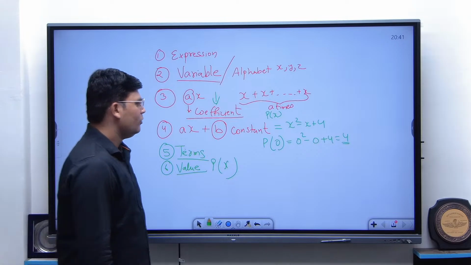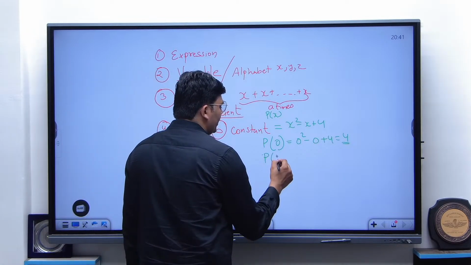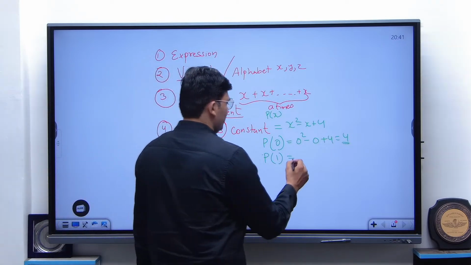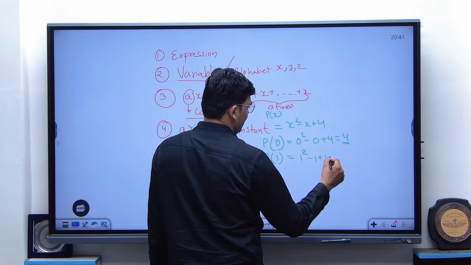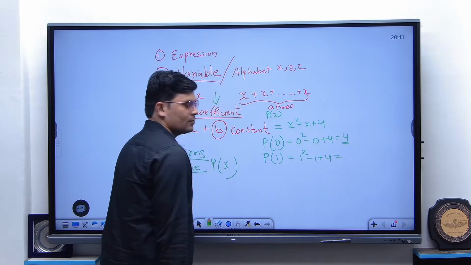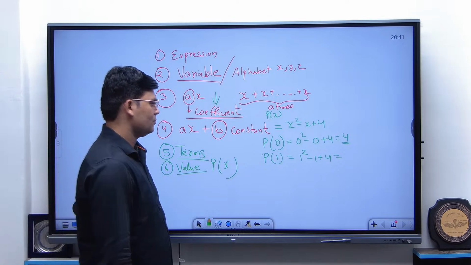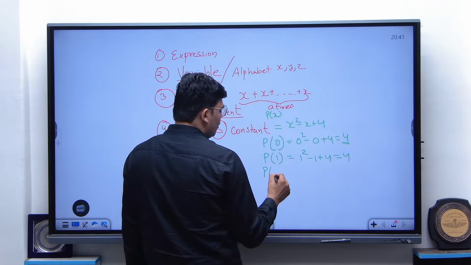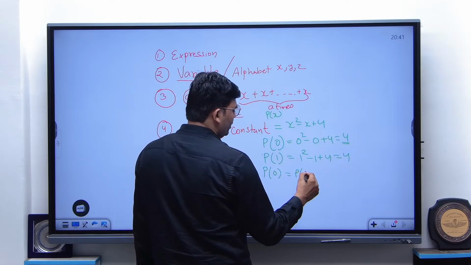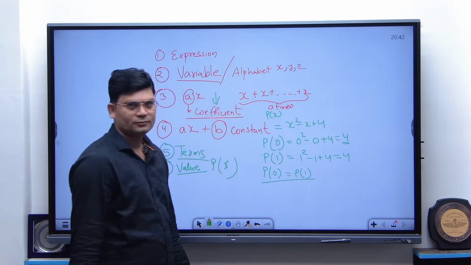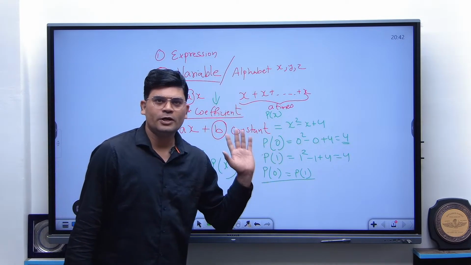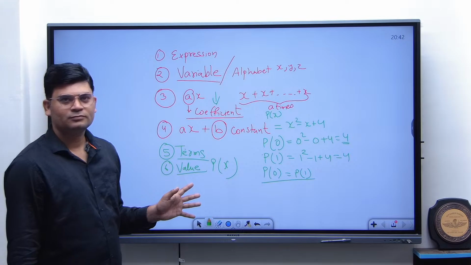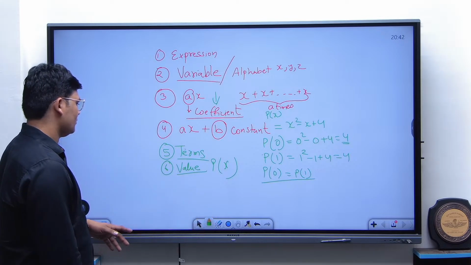Can you tell me what will be p of 1, beta? 1 square minus 1 plus 4, which would be 4. So can I say that p of 0 was also equal to p of 1? Yes. All right, so these are the values. You understood the concept of value? Are you writing it as well? Yes.